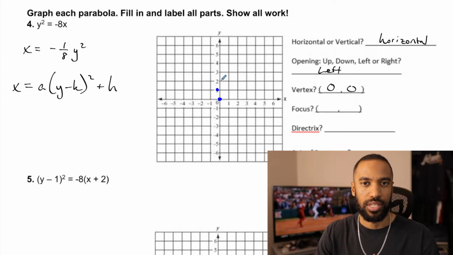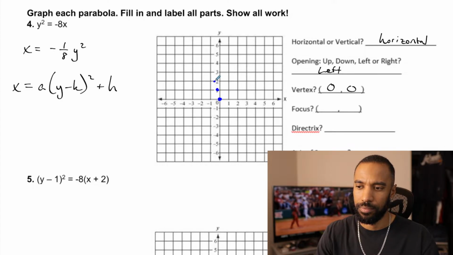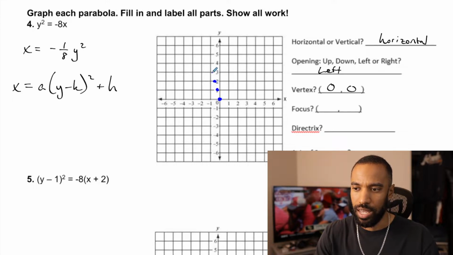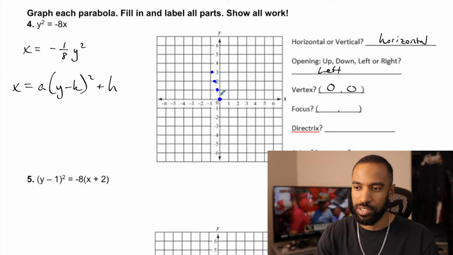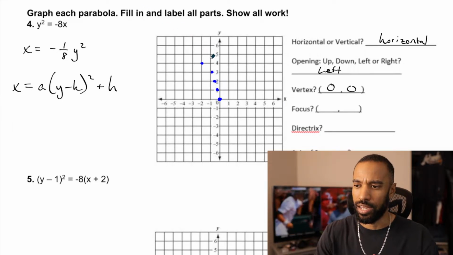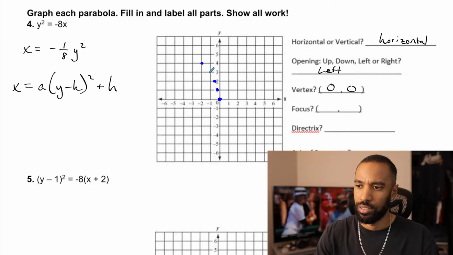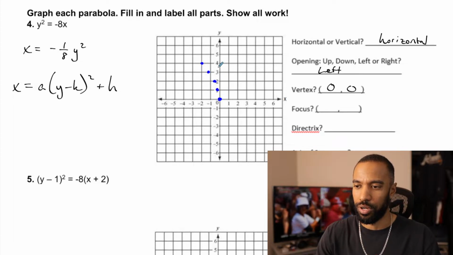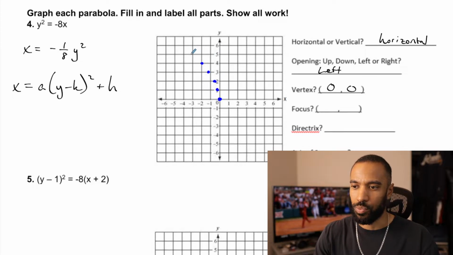2, what's an eighth of 4? 1/2. 3, an eighth of 9 is 9/8. Sorry, 9/8, not 8/9. 4, 16, an eighth of that is 2. 5, 25/8, that's 3 1/8.